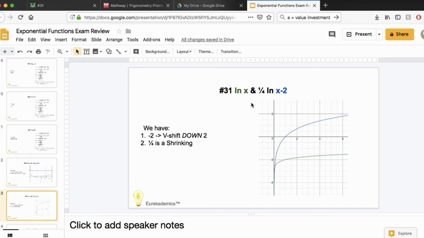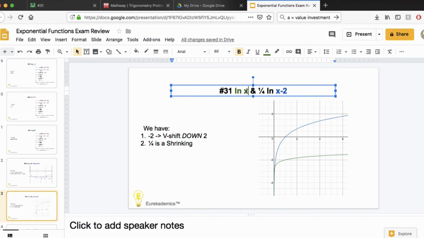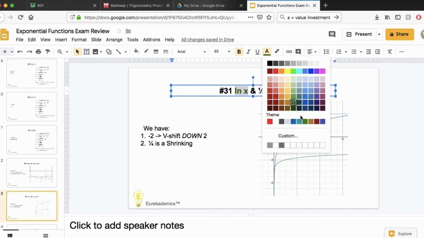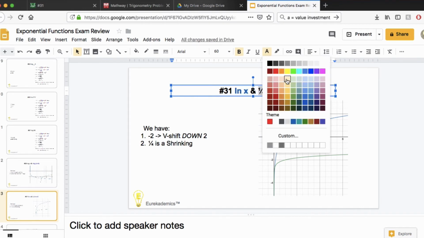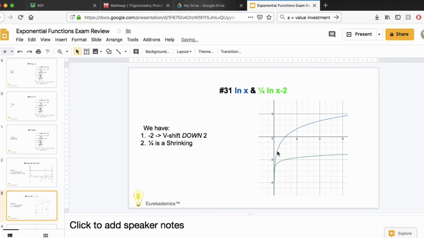Number 31, you have natural log x, which is here. Oh, I messed up my colors. This one should be blue. All right, bear with me. Sorry about that. All right, and then this guy's green. So your natural log x is here.